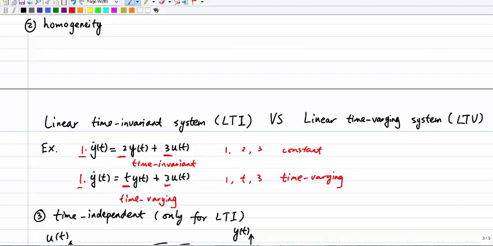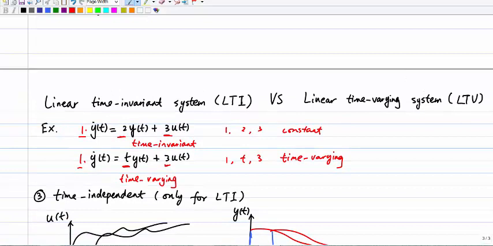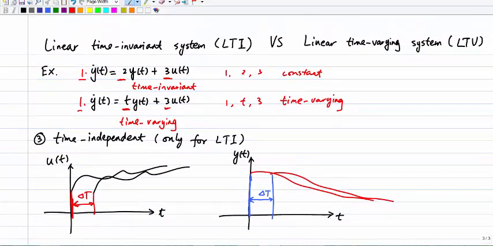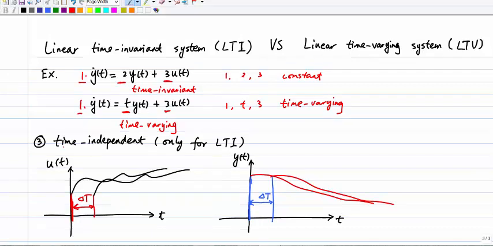One of the key differences between the linear time invariant system and the linear time variant system is one extra property we have for the linear time invariant system. This last property is called time independence. It is only true for linear time invariant systems, and not true for linear time variant systems.